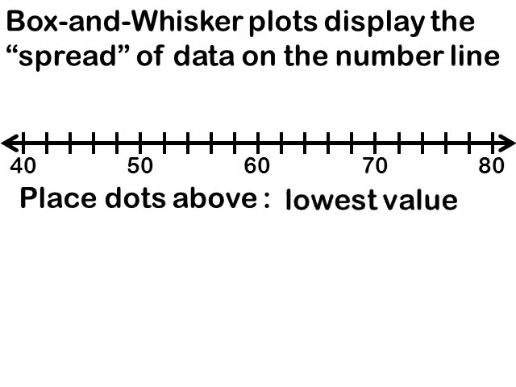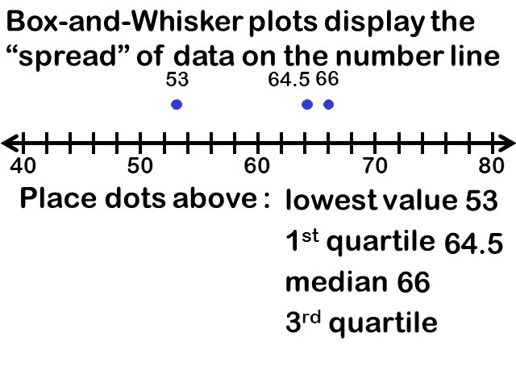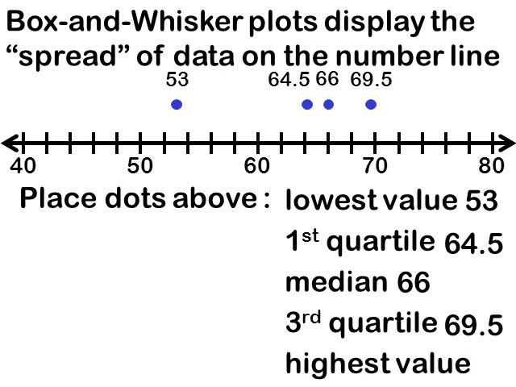The lowest value of our data set is 53. That's our minimum. Our first quartile we found to be 64.5. So we'll place that as well. Our median we found to be 66. Our third quartile we found to be 69.5. And our highest value, also known as our maximum, we found to be 73. So we will place dots on all of these important pieces of information.